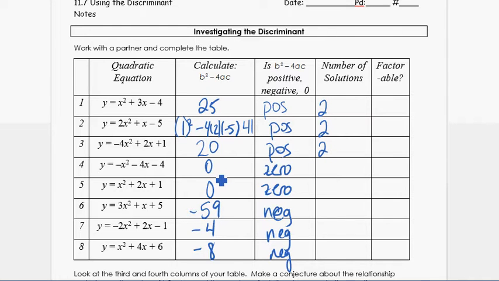If the discriminant is 0, as we talked about earlier in the warm-up, then we have 1 solution, but we call it a double root. And we know anytime we get a double root, it's a rational solution.